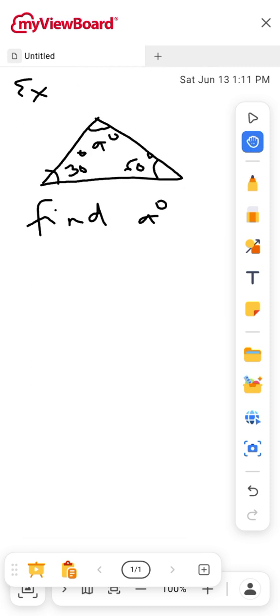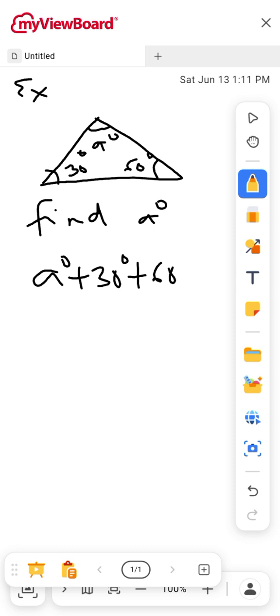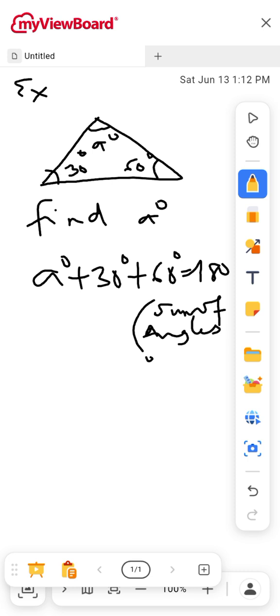Don't forget that before you do anything in a polygon, you have to find the sum of angles. But if you already know the sum of angles, you can go ahead. This is a triangle. What is the sum of angles in a triangle? That's 180. That means A degrees plus 30 degrees plus 60 degrees must give me 180, because the sum of angles in a triangle is 180. If you are writing a theory question, it's important that you write that point down: the sum of angles in a triangle is 180.